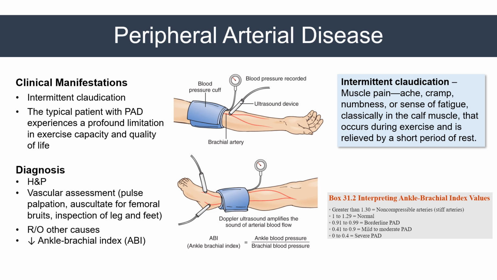They're going to divide the ankle blood pressure by the brachial blood pressure, and there is going to be a number. So this little chart here tells you what that number represents. So normally we should be between 1 and 1.29. If you have severe PAD, you're going to have a very low number, which is going to be 0 to 0.4. So again, ankle brachial index, ABI, the lower the number, the more severe the PAD.